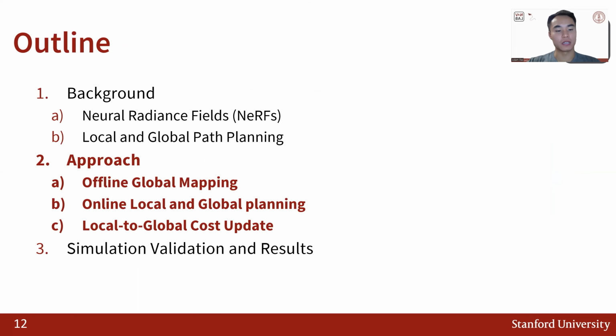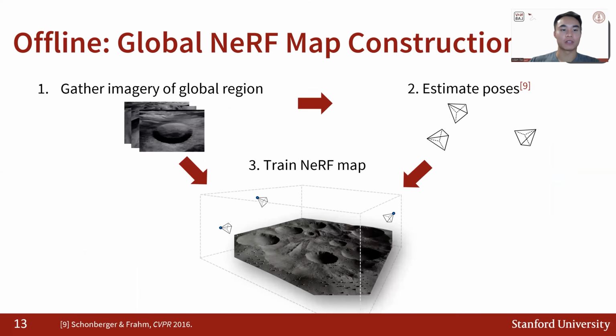All right, so now I'll go into the details of our approach. The first step of our approach is offline constructing a global NeRF map of the operation region. The first step of this process is to gather imagery of the global region. Since we're using simulation, we simulate a trajectory of a camera flying around at varying altitudes of around 10 to 200 meters. And then next, we estimate poses for all these images using standard techniques. And then finally, once we have these images and associated poses, we train a NeRF map from the posed images as described in the previous background.